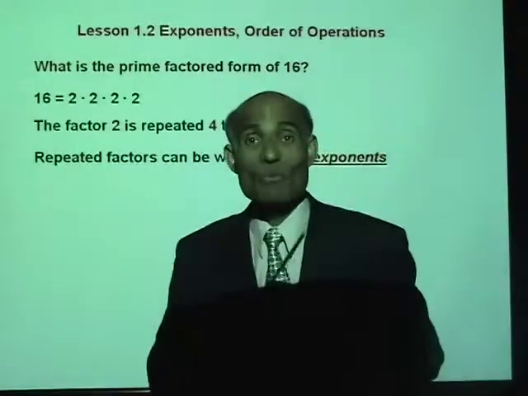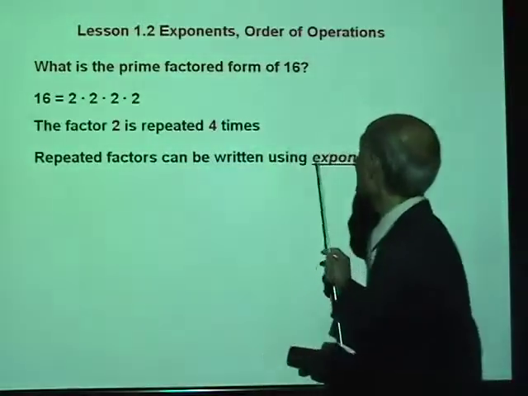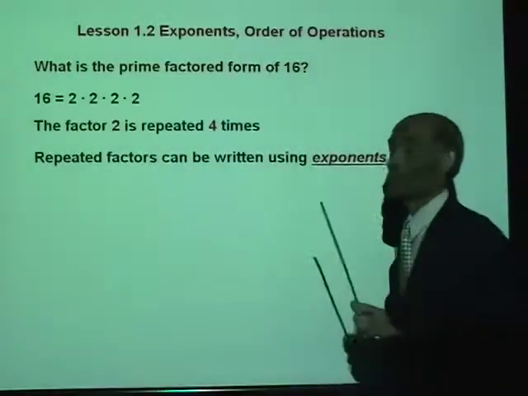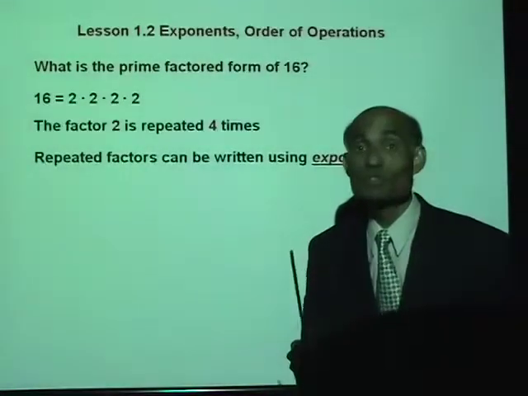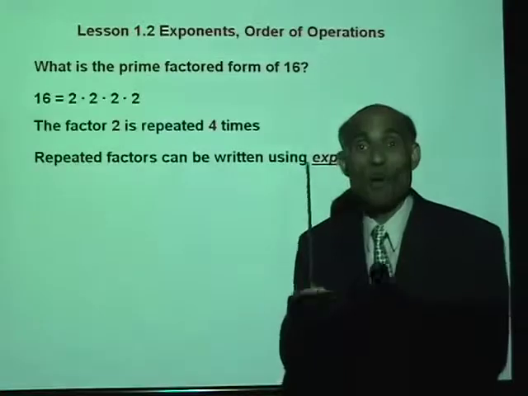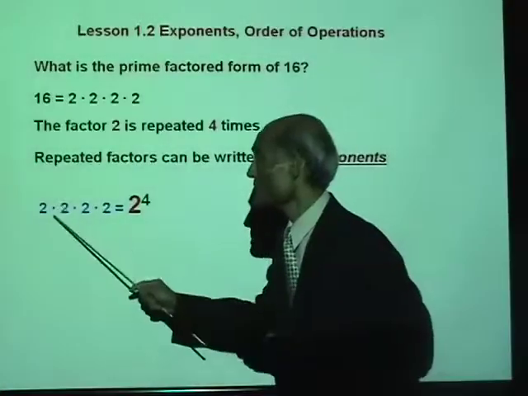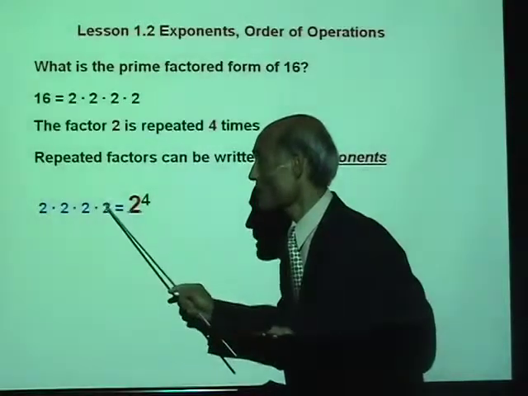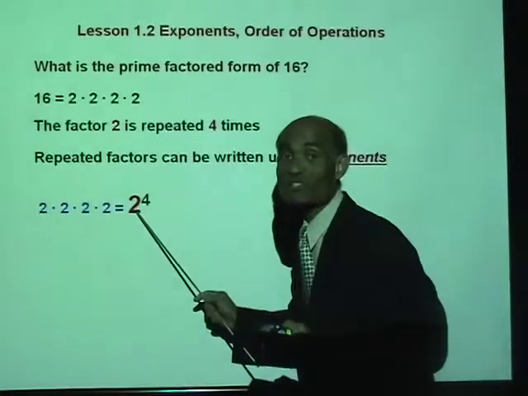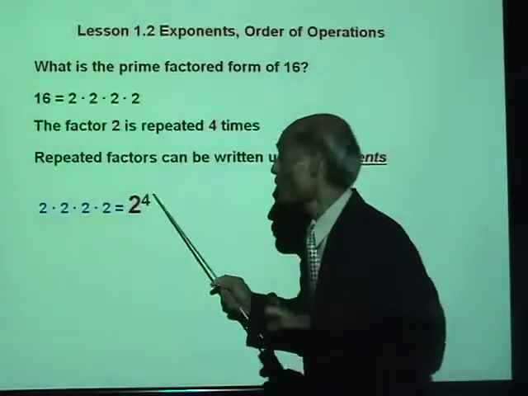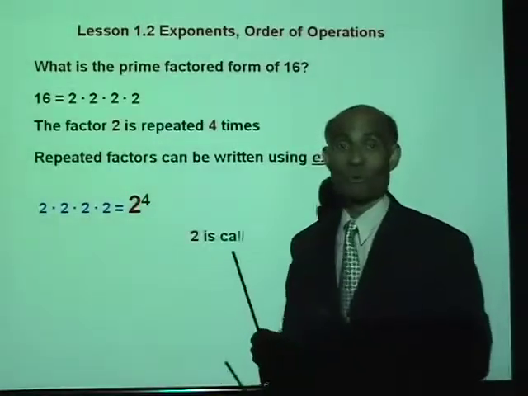There is an easy way to write repeated factors by using what is called exponents. So, repeated factors can be written using exponents in a more convenient form. Now, look at the way we write it. 2 times 2 times 2 times 2 is written as 2 raised to the power of 4.